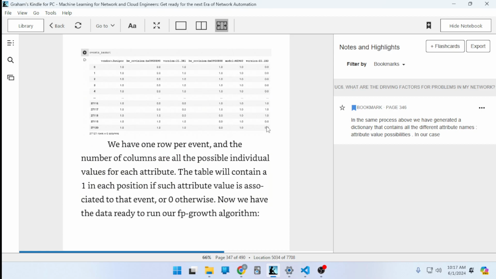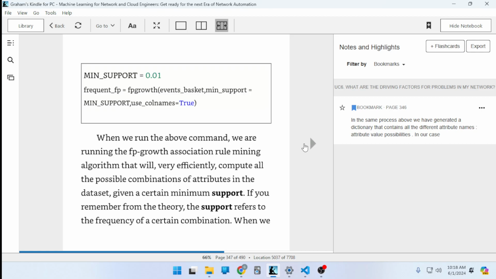This is how the events_basket looks like. We have 1 row per event, and the number of columns are all the possible individual values for each attribute. The table will contain a 1 in each position if such attribute value is associated to that event, or 0 otherwise. Now we have the data ready to run our fp-growth algorithm. Min support, there we go, looks good.